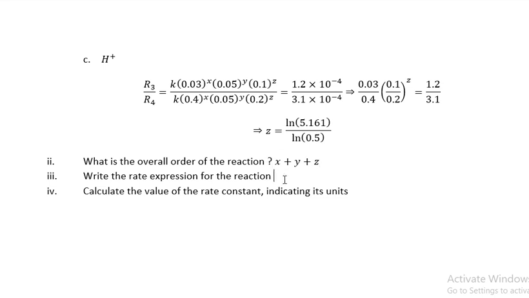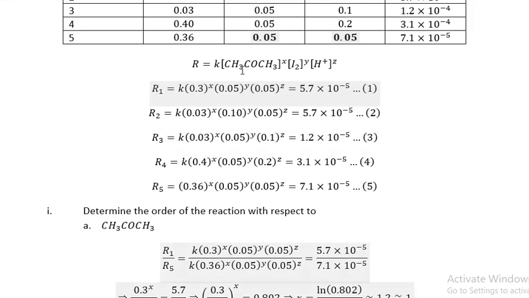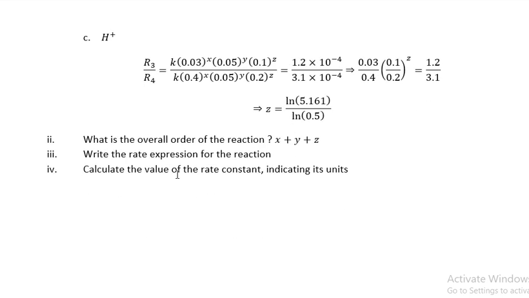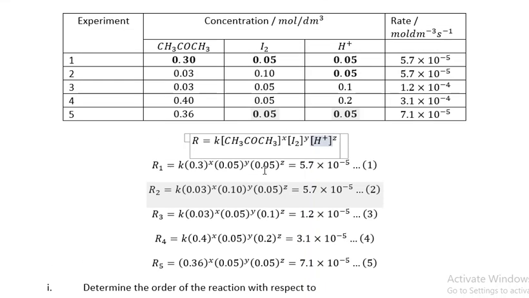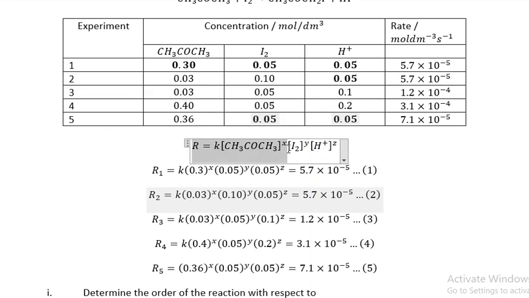Alright, now the rate expression is just rewriting what we have here, but replacing x, y and z with the answers we have gotten, and then calculating the value of the rate constant. To calculate the rate constant, you come to this equation, put your x, your y and your z, and then use any of the equations, which means you could use rate 1 equal to k times the first concentrations. In fact, you could find the value of k by taking rate 1 in experiment 1 divided by everything here.